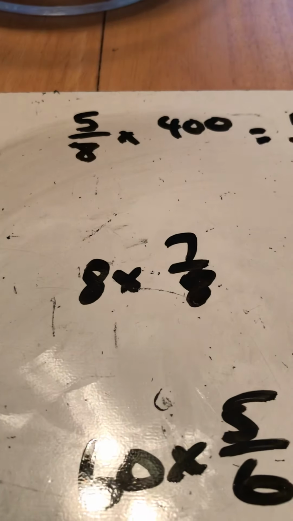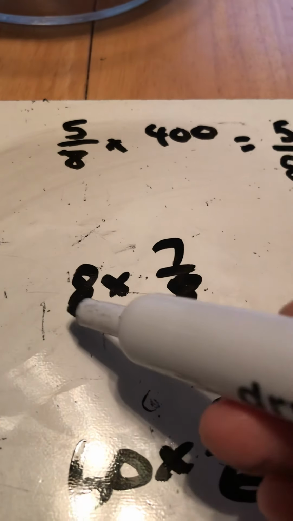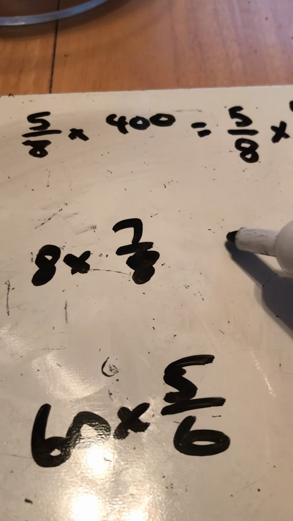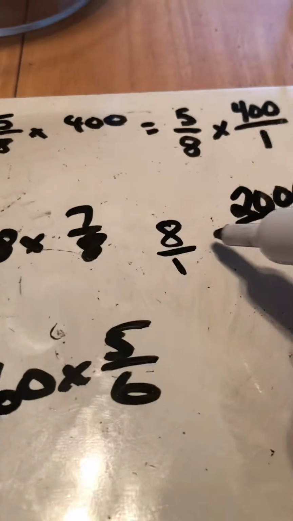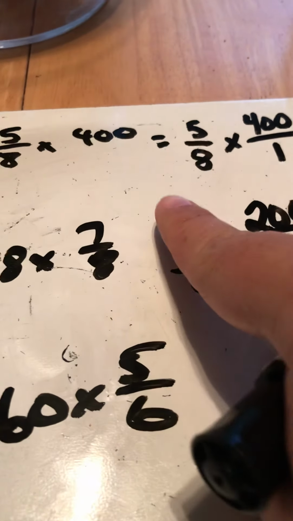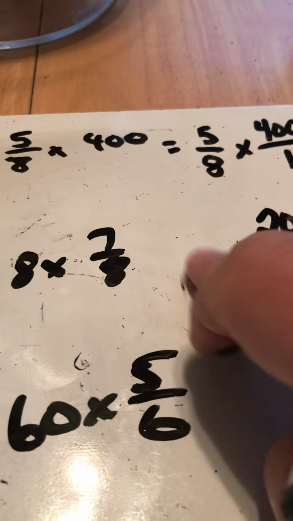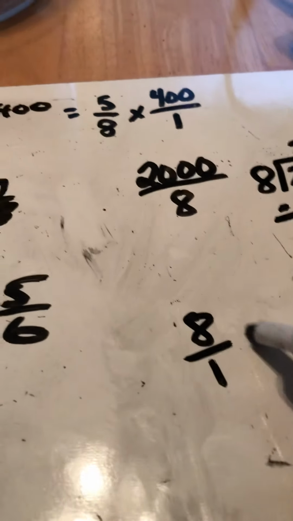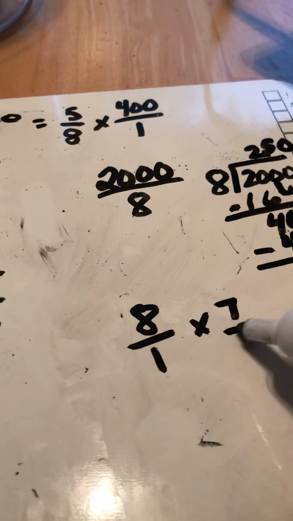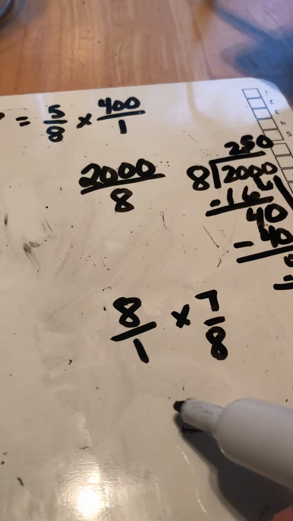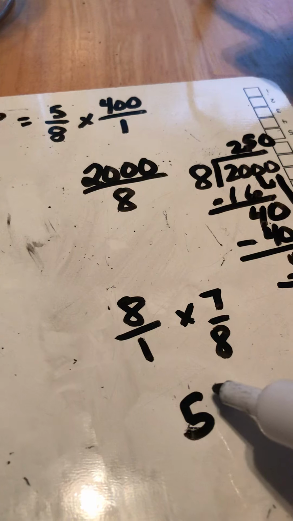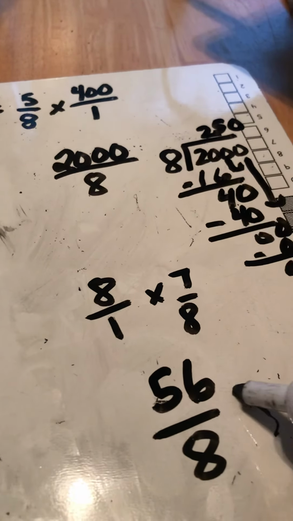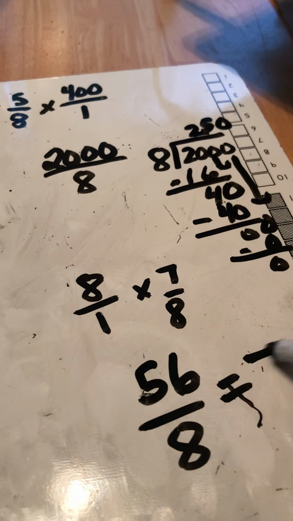All right, let's go on to the next problem. 8 times 7/8. So again, we're going to multiply. So we're going to do 8 over 1 times 7/8. And we end up with 56 over 8. And that's going to give us, of course, the answer of 7.